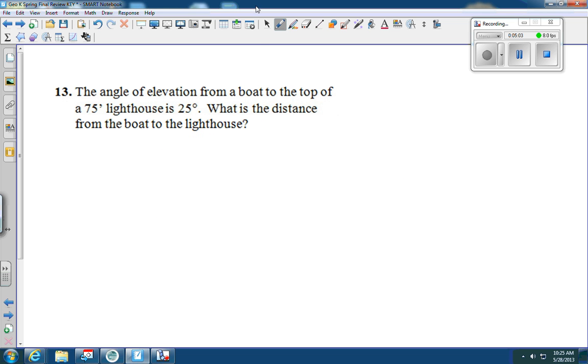The next one: the angle of elevation from a boat to the top of a lighthouse. Here's my lighthouse, and my boat is somewhere over here. The angle of elevation is 25 degrees, to the top of a 75-foot lighthouse, so this is 75 feet. What is the distance from the boat to the lighthouse? This is the side you're trying to find.